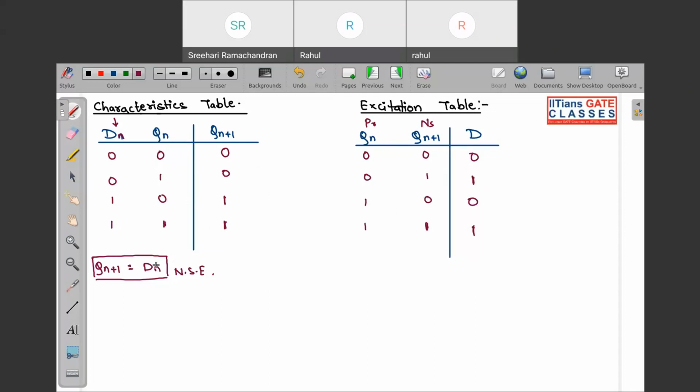Or simply you could have taken help from here also. Whatever is Qn plus 1, same will be Dn. So you just copy this column into Dn and you will get the excitation table for D flip-flop. Any doubts up to this point? Okay, chalo.